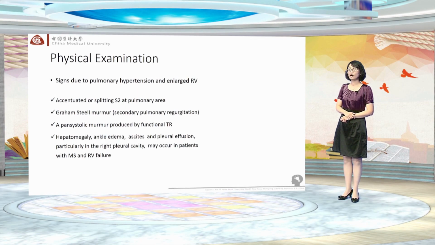The signs due to pulmonary hypertension and enlarged right ventricle are also something we can find during the physical examination. Graham Steell murmur can be heard when there is secondary pulmonary regurgitation.